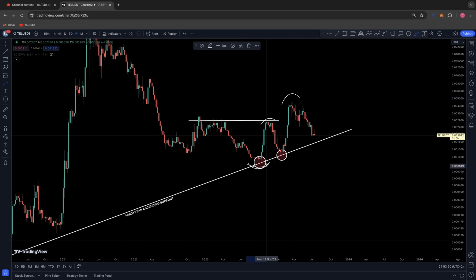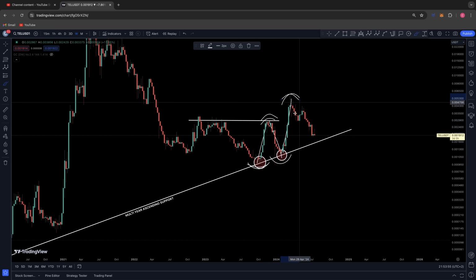So right now you've got a low, you've got a high, you've got a higher low, and you've got a higher high. All we need to do in this correction, in this ABC correction, is see a higher low, and we still remain in bullish structure.